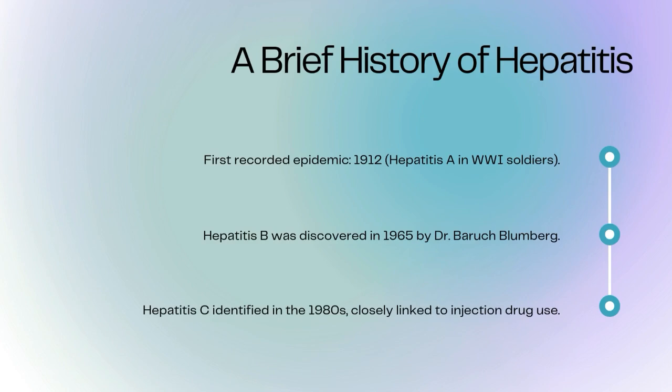Hepatitis B was later identified in the 20th century with a breakthrough in 1965 when Dr. Baruch Blumberg discovered the hepatitis B virus. This discovery led to the creation of the hepatitis B vaccine, which has been a game changer in preventing the disease. In the 1980s, hepatitis C was finally identified and recognized as a distinct type of hepatitis transmitted primarily through blood, which is why it's so closely linked to injection drug use.